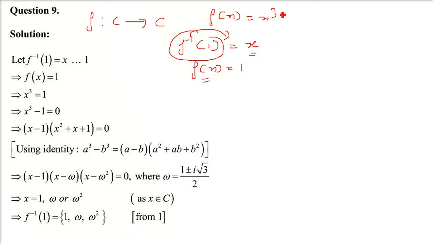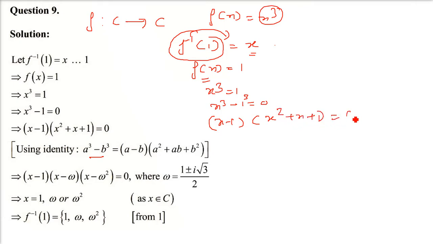You have x cube as f(x), so x cube equals 1. So x cube minus 1 equals 0. Now assume this 1 to be 1 cube. So we have x cube minus 1 cube, a cube minus b cube, which will be a minus b, a square plus ab plus b square. So x minus 1 into x square plus x plus 1. Now what do you see here? Because this range and domain both are complex numbers, we have to write this x square plus x plus 1 in terms of complex values.